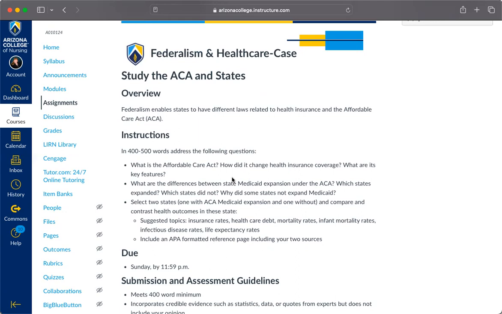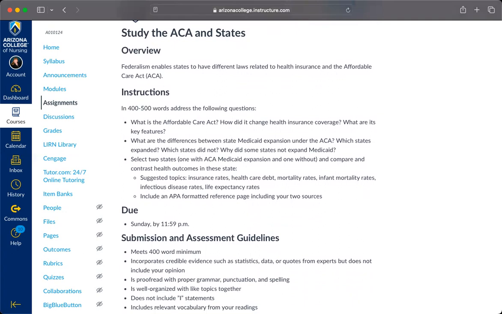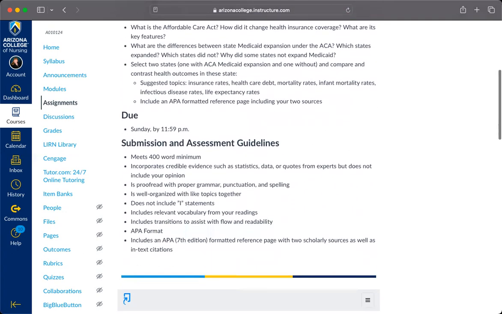And then it'll be in APA formatting. So the easiest thing with APA formatting is it's going to have a cover page and the references are going to be in APA format. So what I'm looking for is evidence, statistics, data, or quotes. If you use a quote in your text, please make sure you're citing it. It's proofread with proper grammar and punctuation. It is well organized, so just follow this organization here.